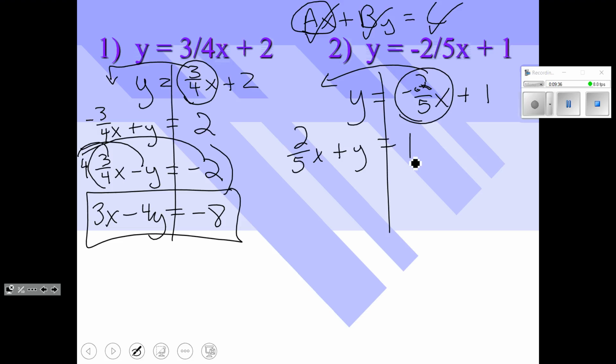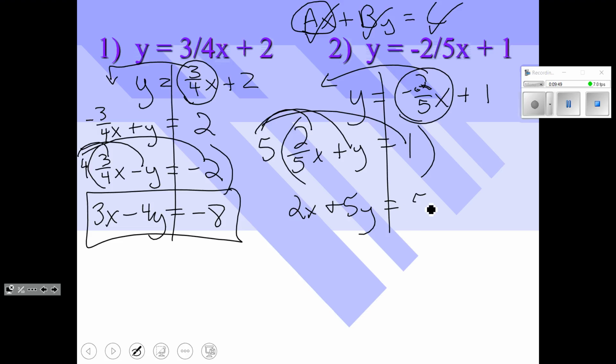So what do I need to do to fix this guy? Multiply everything by 5. And so that will make 2x plus 5y equals 5. So there it is in ax plus by equals c form.